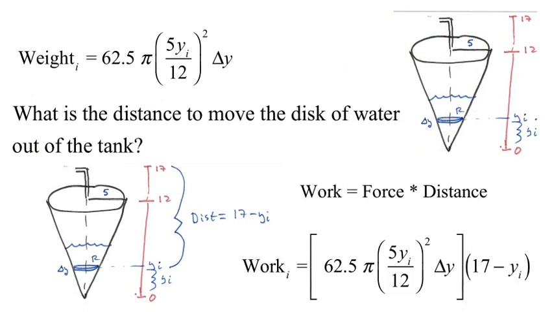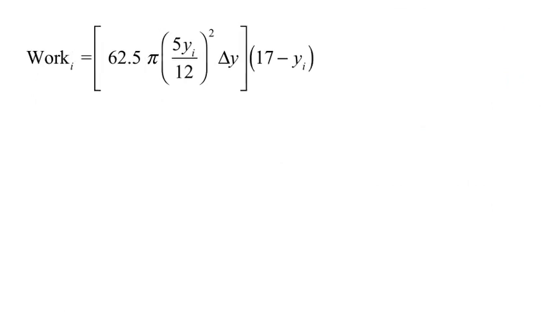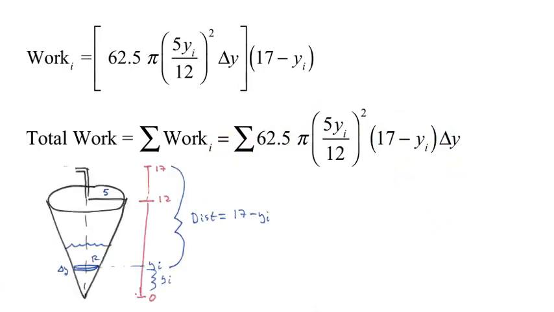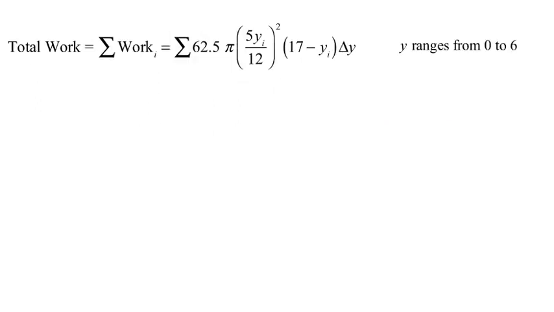Now we need to simplify that, eventually go from work of a single disk to all of them. So the total work is the sum of all those little pieces. But we need to figure out where y ranges from. So this was in a sense half-filled, not in terms of volume, but in terms of height. So this was 0, this was 6. So my disks that I'm working with are all going to range from 0 to 6. As I shrink delta y to 0, this will become an integral. So y ranges from 0 to 6.